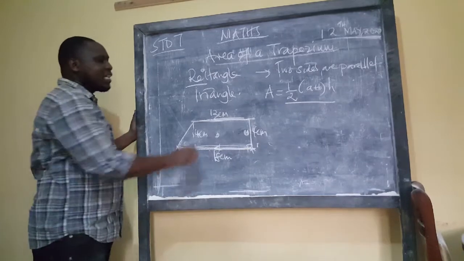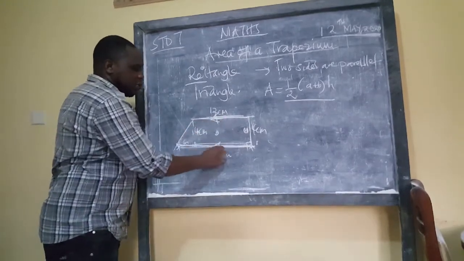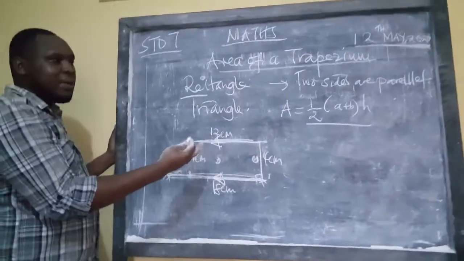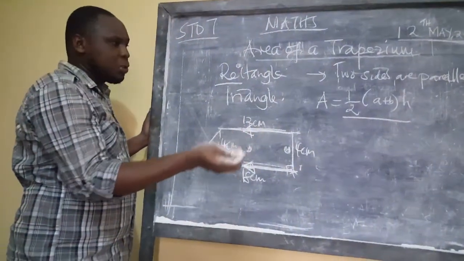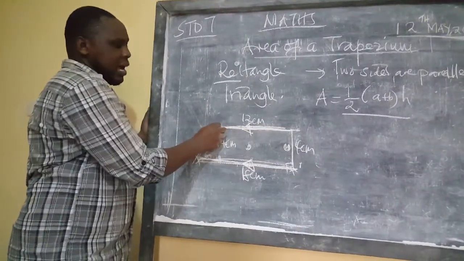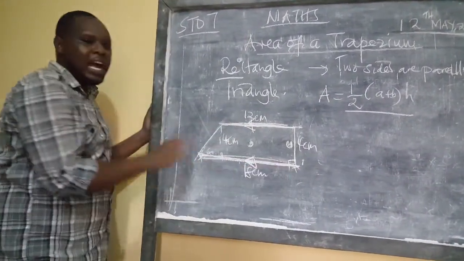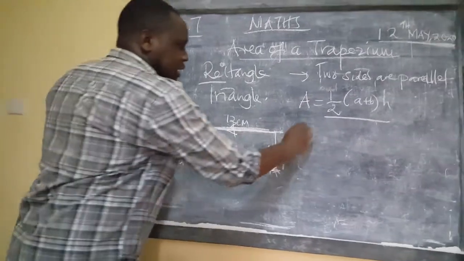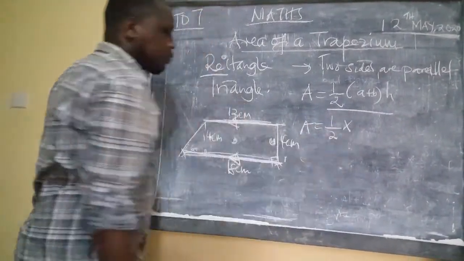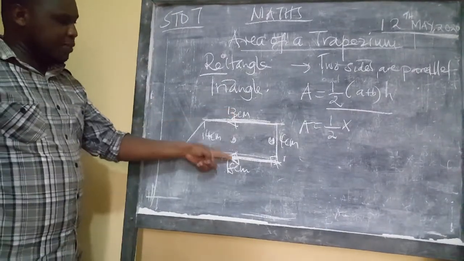So what are this A and B we are talking about? A and B are the two parallel lines. You can name them anything, any letters, but for me, I name them A and B, and that is what is found in the formula. So A plus B is this parallel line plus this parallel line, addition. So you're going to get area is equal to half times, what is A plus B?